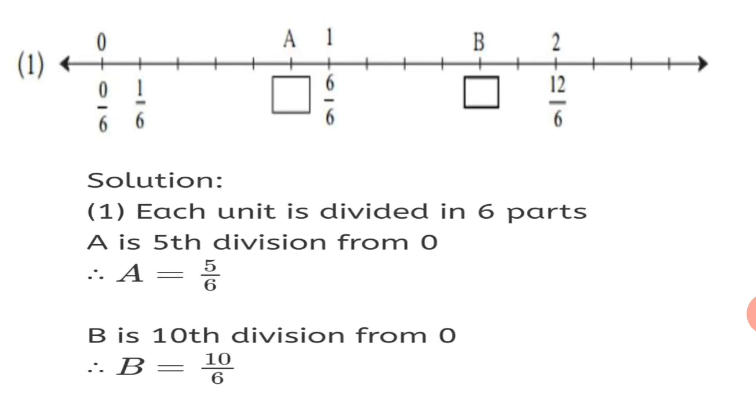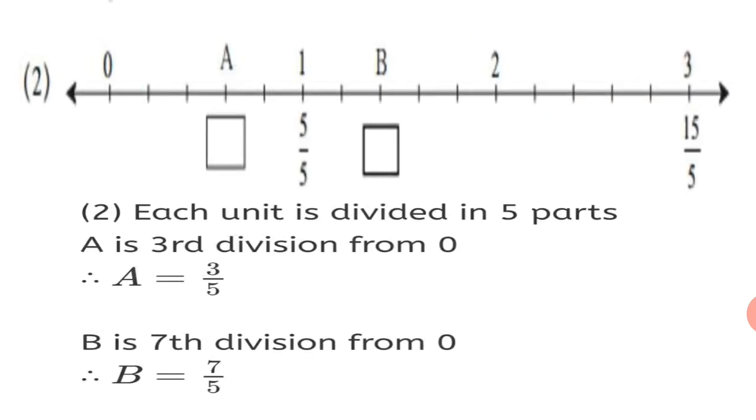Now let's see where B is located. Count. B is the 10th division from 0. 1, 2, 3, 4, 5, 6, 7, 8, 9 and 10. We reach B, counting from 0. So B is equal to 10 upon denominator 6. Since the number line is divided into 6 parts and after every 6 parts, one whole gets completed. So this way we can write down the fractions on a number line.